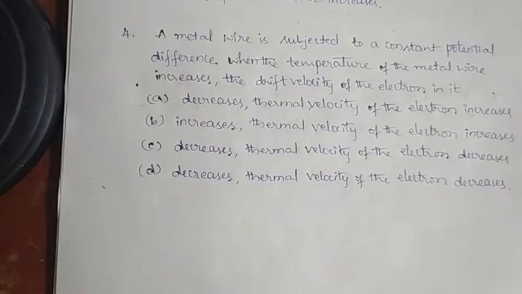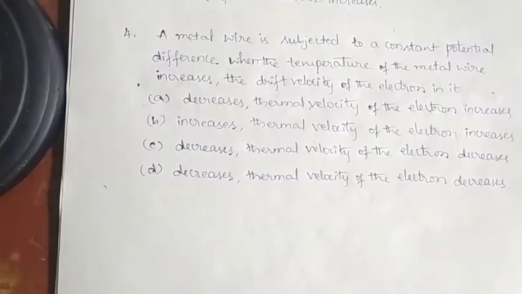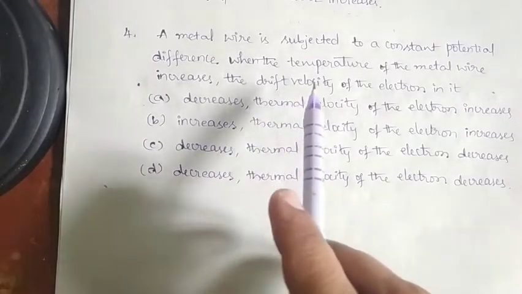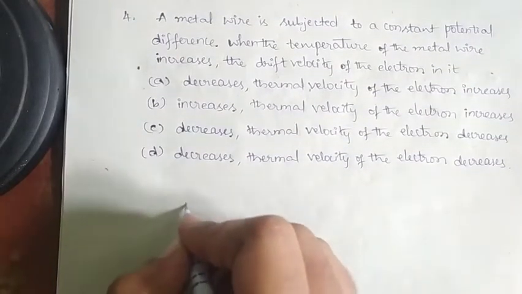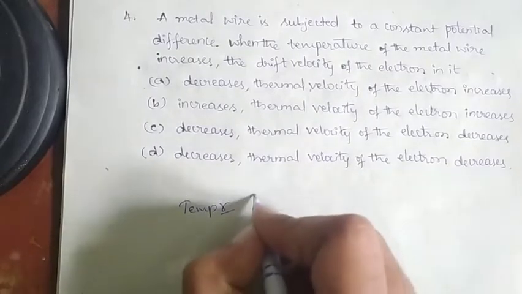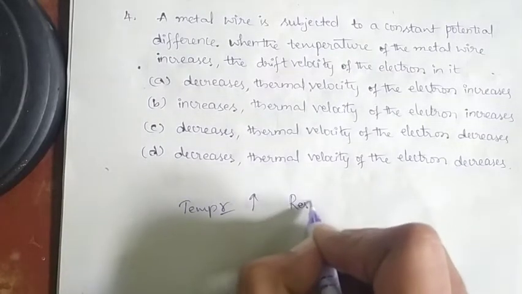Here we know the difference between drift velocity and thermal velocity. Drift velocity means the average velocity with which the free electrons get drifted in the direction opposite to the direction of the electric field. Thermal velocity means the velocity due to the excitation of electrons by heat energy. Here we know that if temperature increases, resistance also increases.